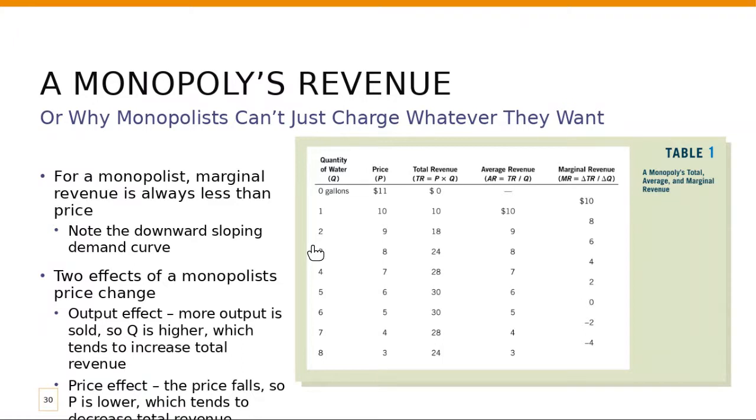Well, in order to sell that second unit, we had to lower the price not just for the second good, but also the first good. So we're no longer selling the first good at $10. We're instead selling that first good also at $9. And so 2 sold at 9 equals 18, and 18 is only a change of 8 from $10.